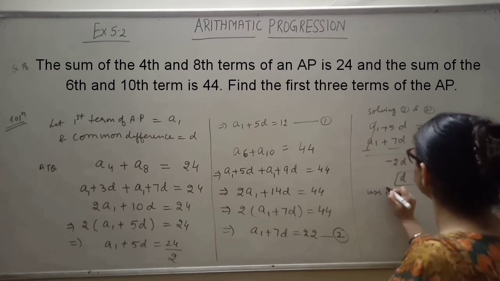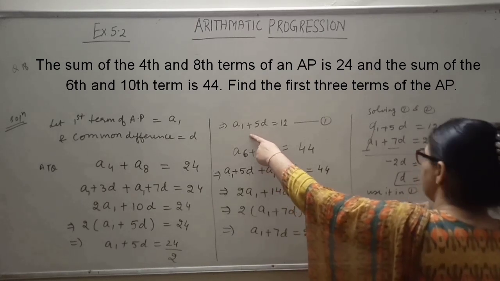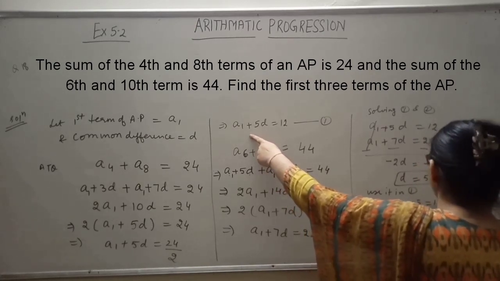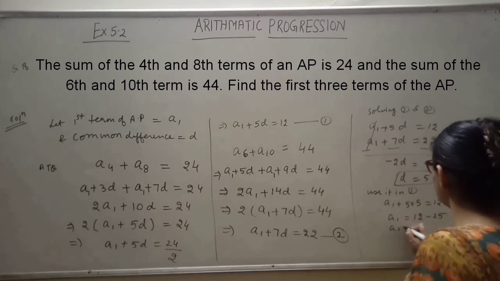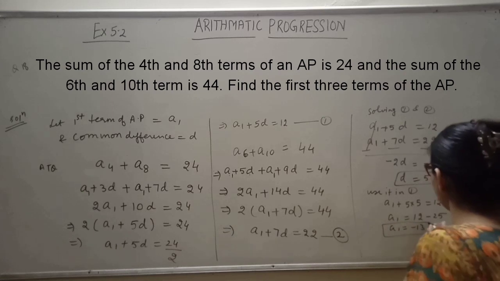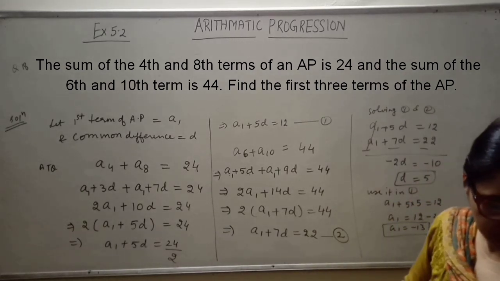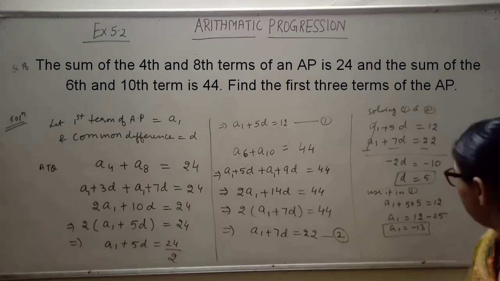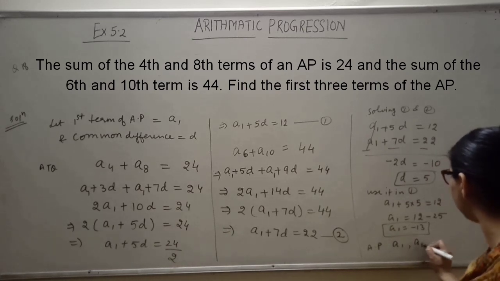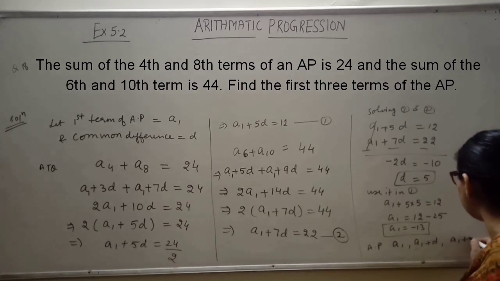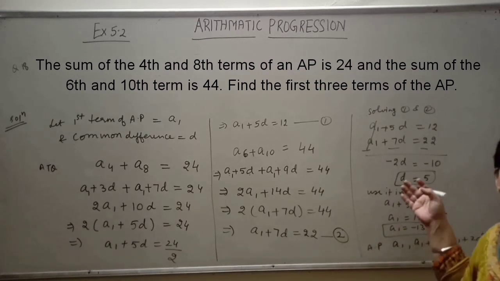Use it in 1. So A1 plus 5 into 5 is equal to 12. So A1 is equal to 12 minus 25. So A1 is equal to minus 13. So these are the values of A1 and D. Now after this you can easily find the AP: first A1, then A1 plus D, then A1 plus 2D. Put the values and get the first 3 terms of the AP yourself.